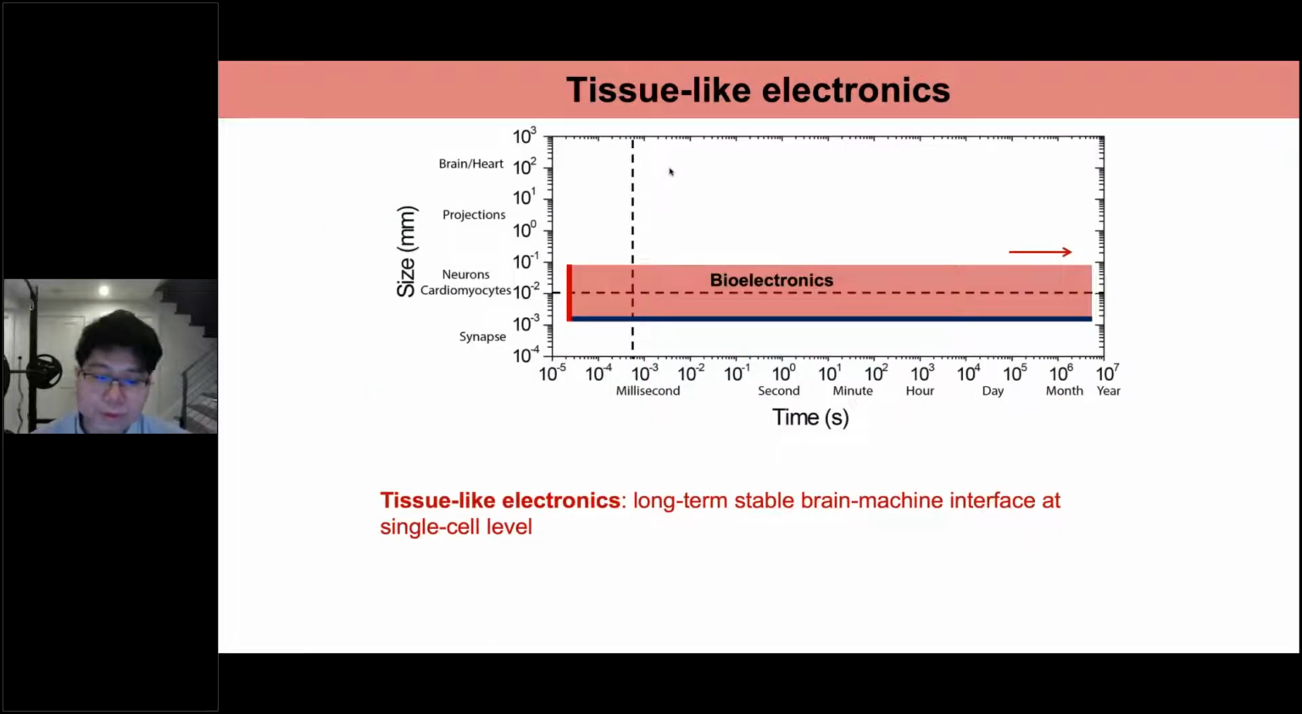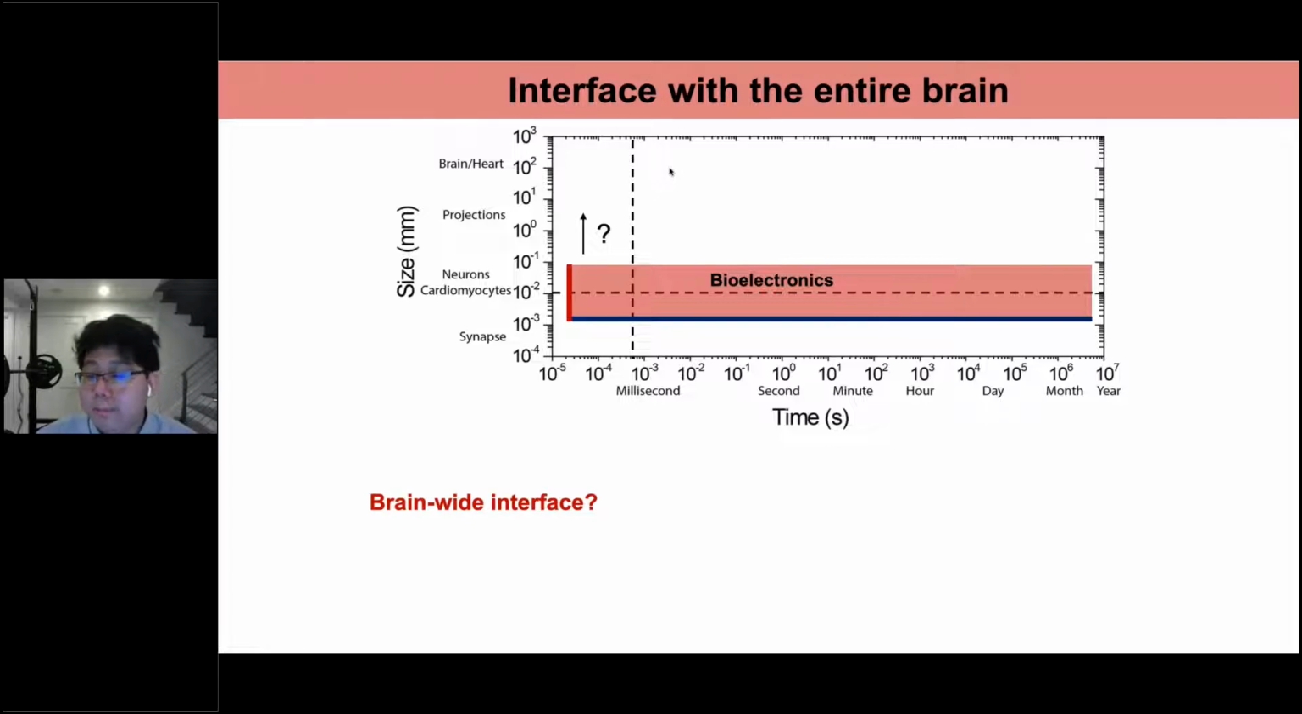So I hope that those studies convince you that we can build a tissue-like nanoelectronics, which have this micropores structure, tissue level flexibility, which can provide this long-term stable recording, which substantially extends the spatial and temporal coverage on this diagram from the days to the years. So the next question is how can we make the whole tissue level interface still maintain this long-term stable manner, but also cover as large a volume of the tissue as possible.